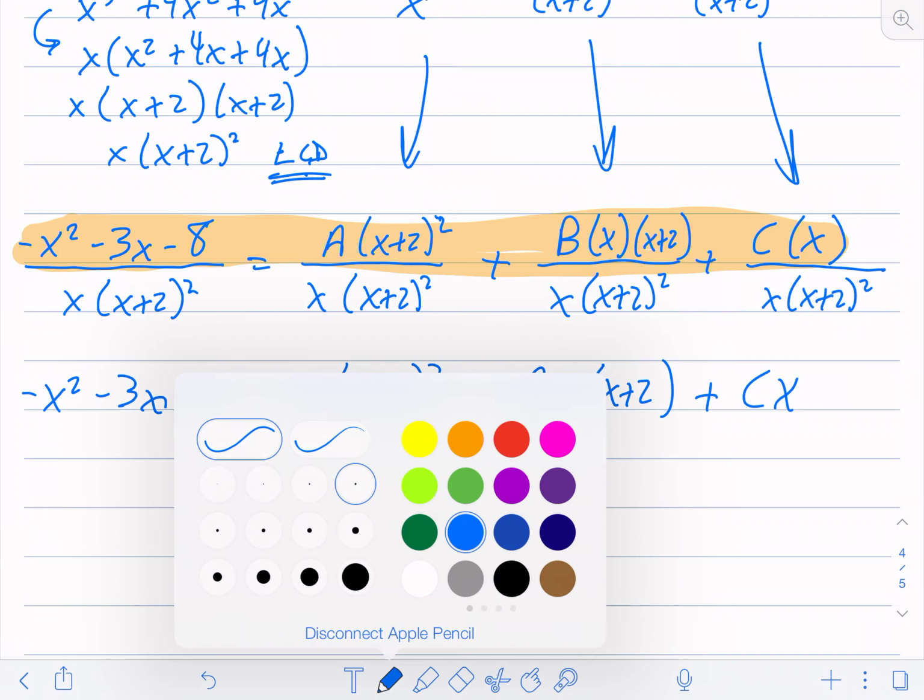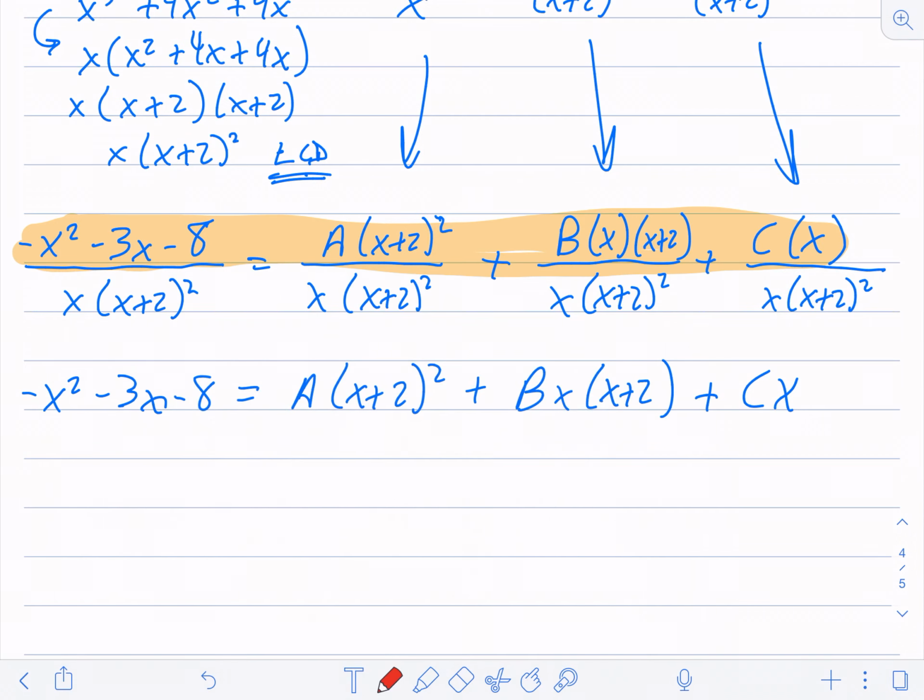Now I have to choose a method to solve for a, b, and c. Remember, we looked at two different methods in the last video. The first one we could do would be something called a system of equations, right?